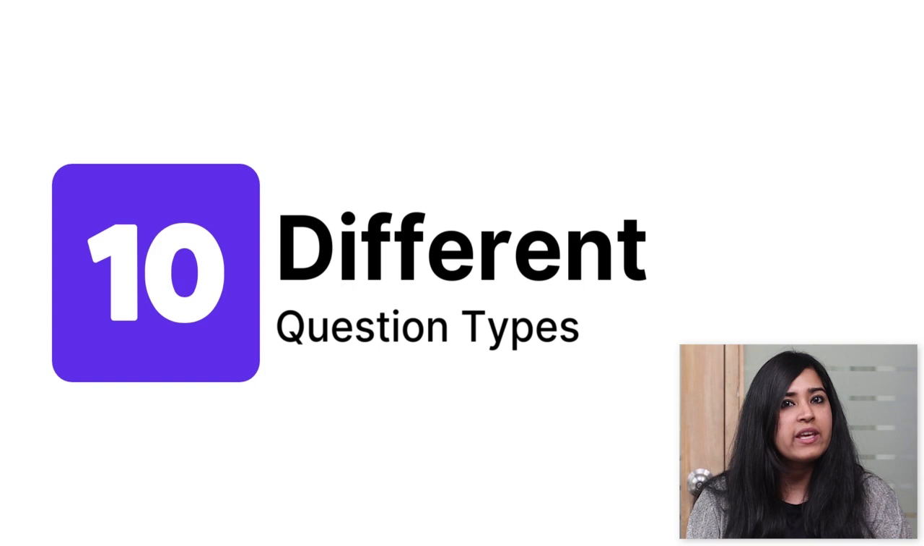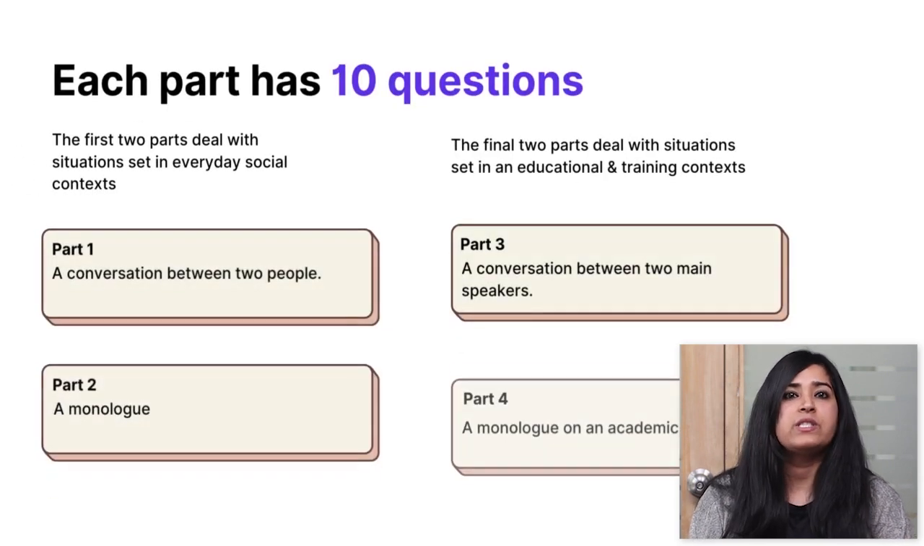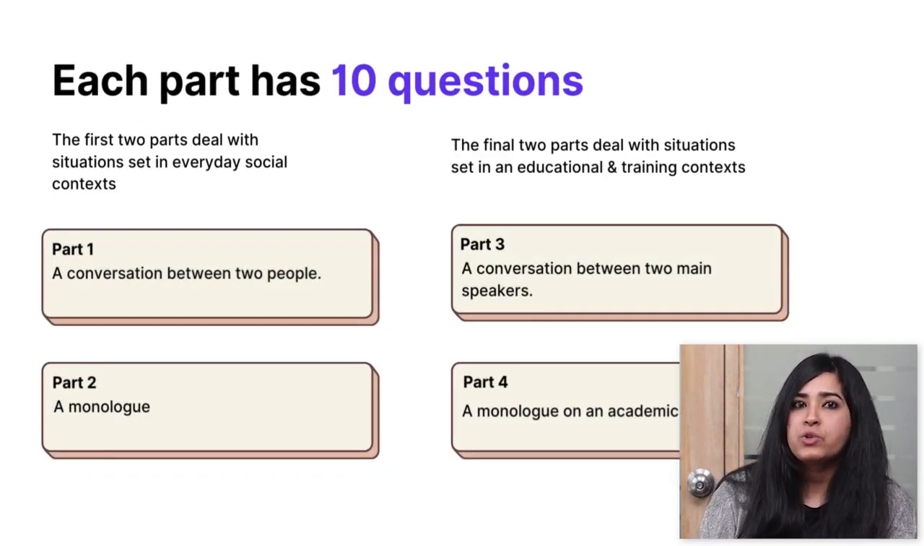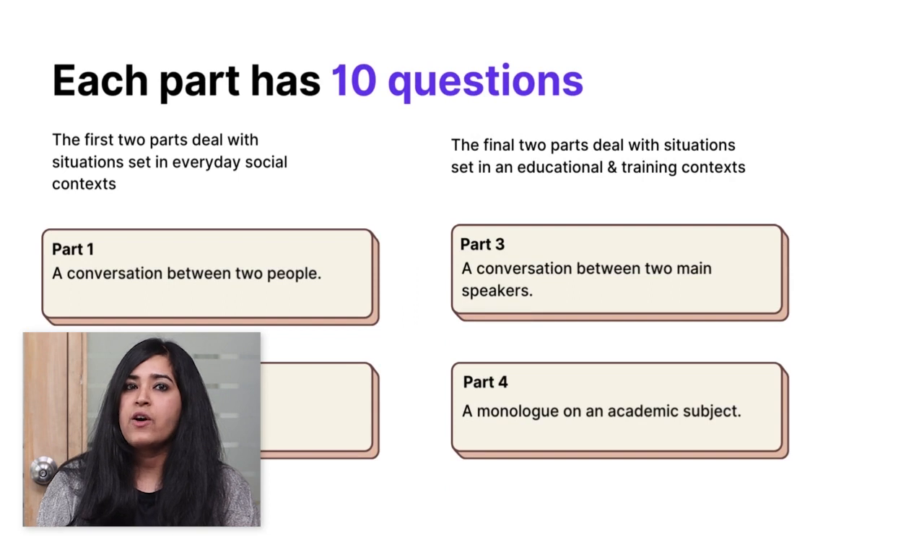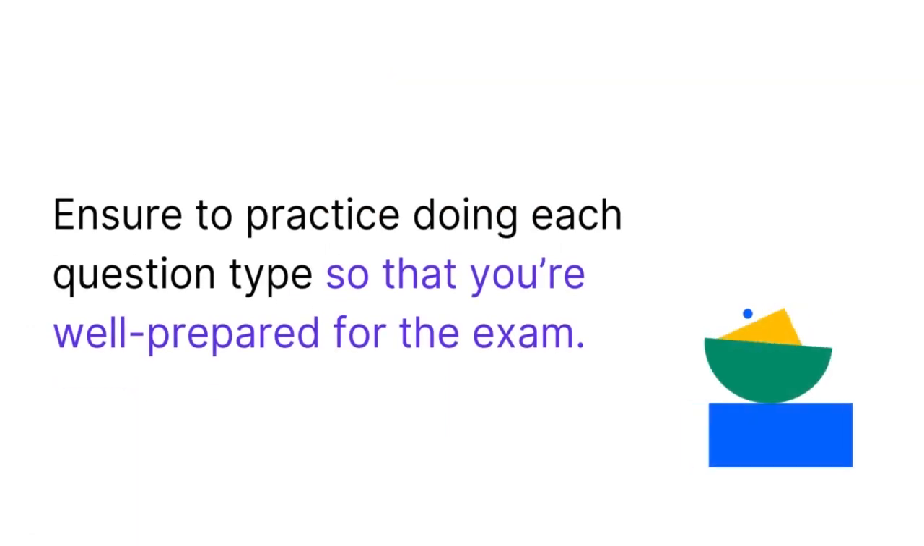Just to quickly recap, the first two parts deal with situations set in everyday social contexts. Part 1 is a conversation between two speakers, Part 2 is a monologue, and the final two parts deal with situations set in educational and training contexts. Part 3 is a conversation between two main speakers or more, and Part 4 is a monologue on an academic subject. It's really important to practice each question type so that you know what you can expect during the exam.